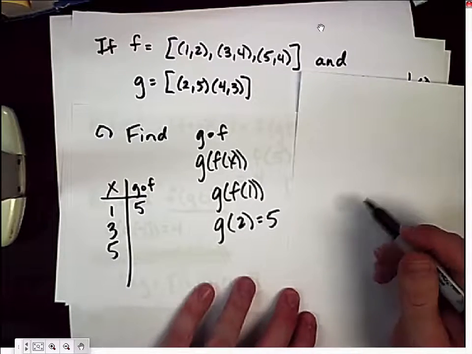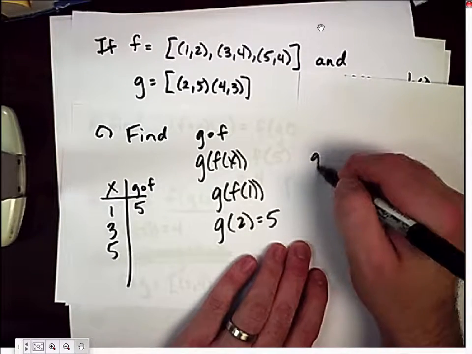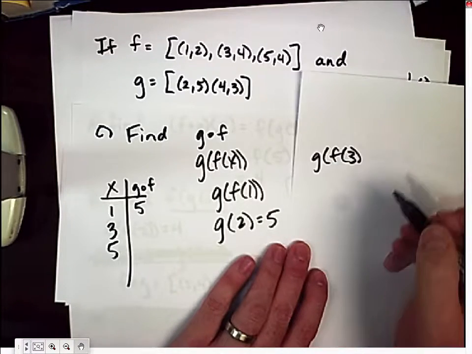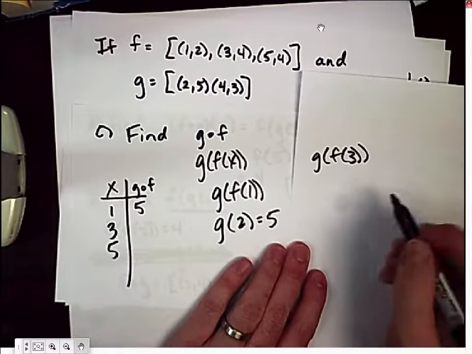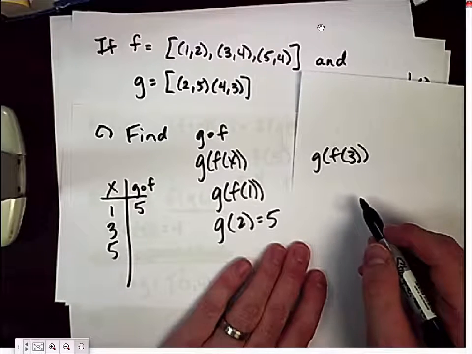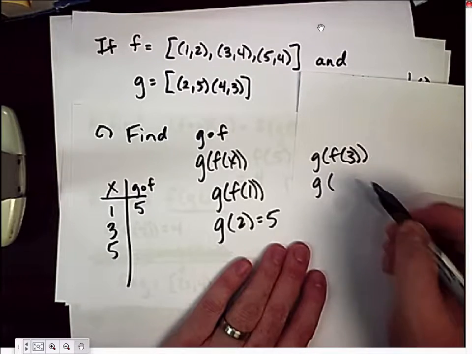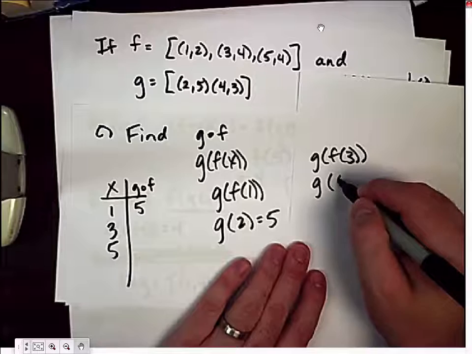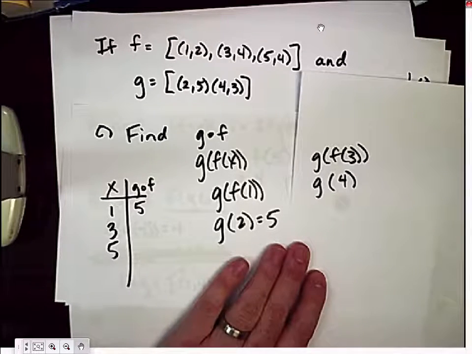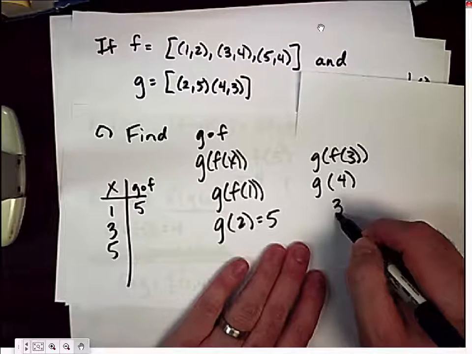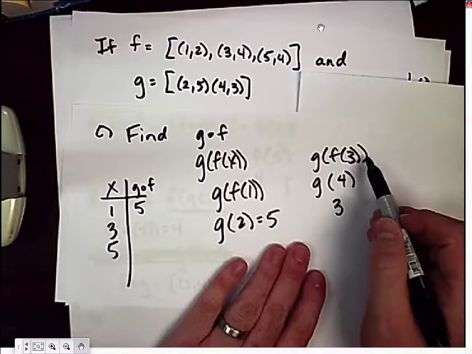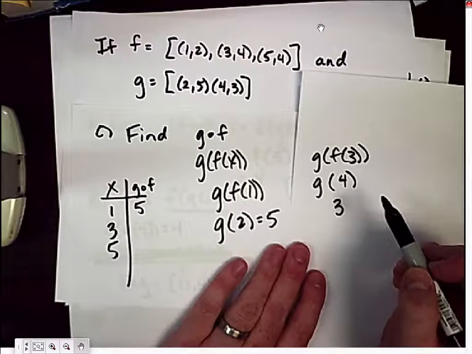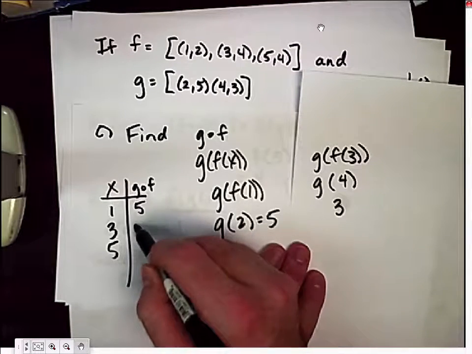Okay? So now we need to do g of f of 3. The first thing we're going to do is plug 3 into f, and what is our output? 4. So now we need g of 4, which is what? 3. So that says if you take 3 and plug it into f, and then plug that output into g, your final output is 3.